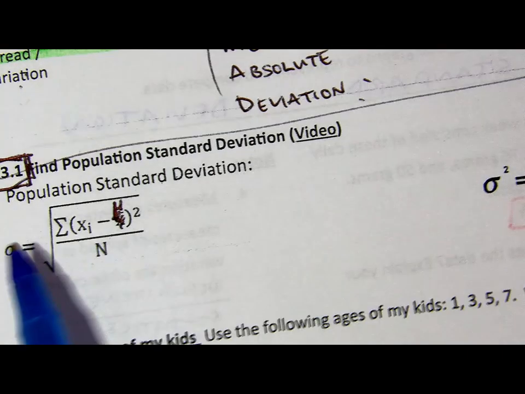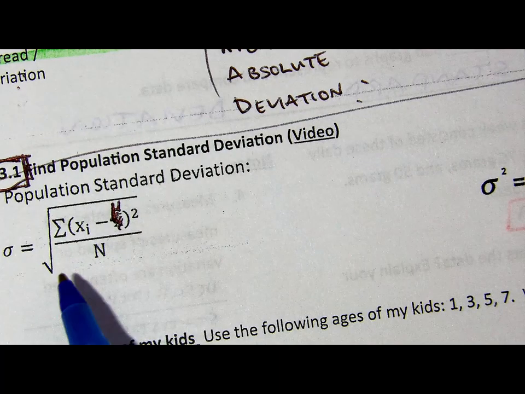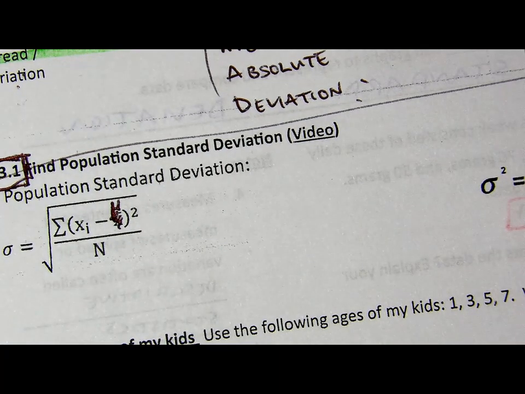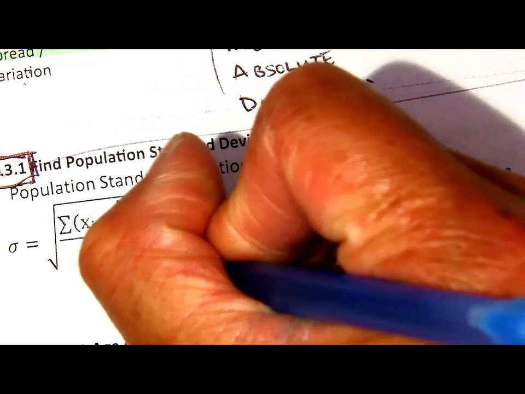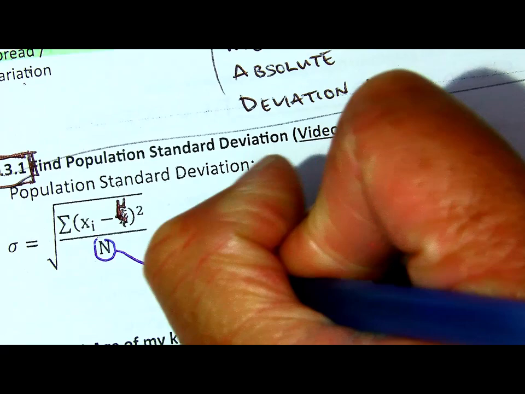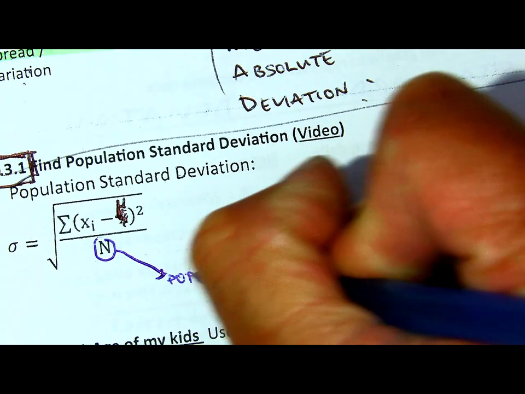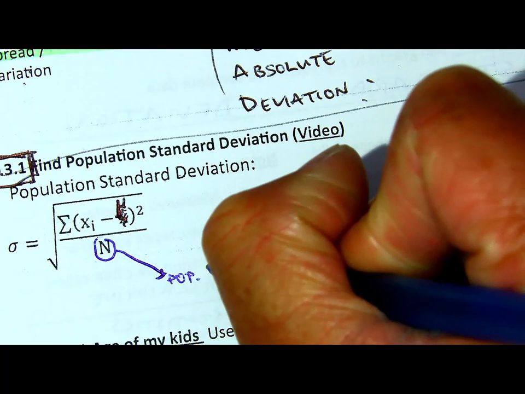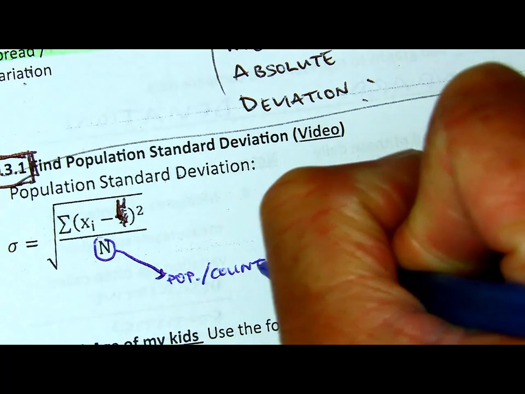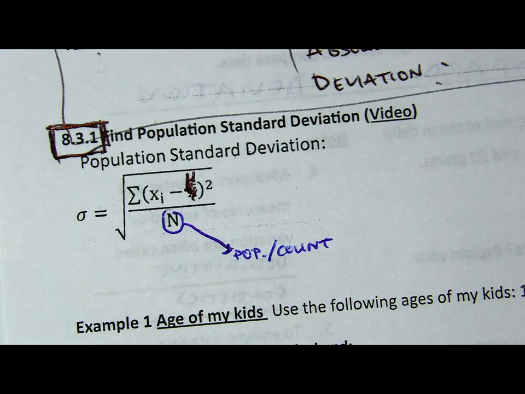Alright, let's go over 8.31, finding the population standard deviation. I asked you guys to annotate what you know. Class, this capital N there represents the count. The official name is the population. Let's just write pop. And then count. How many people have been counted?